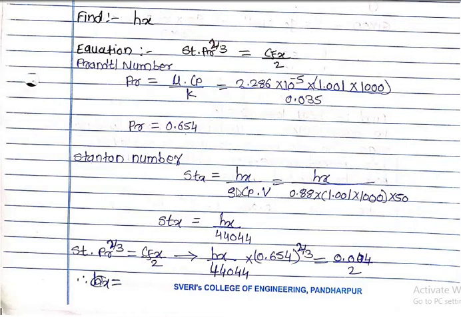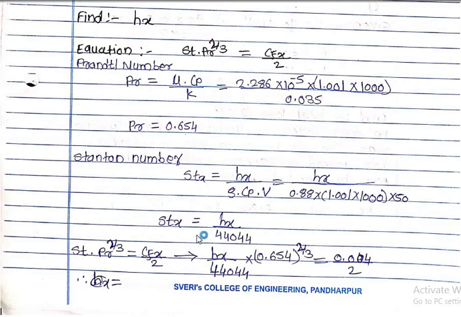Here the density is provided as 0.88, multiplied by Cp value as 1.001 multiplied by 1000, and velocity is 50. So the local Stanton number is equal to h suffix x divided by 44,044, and we will get the value.